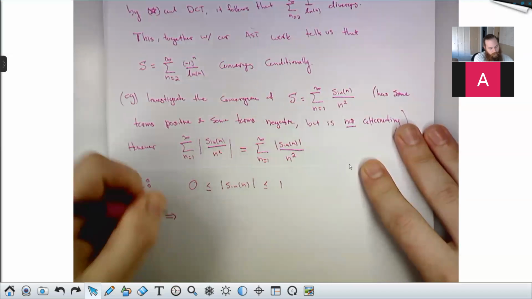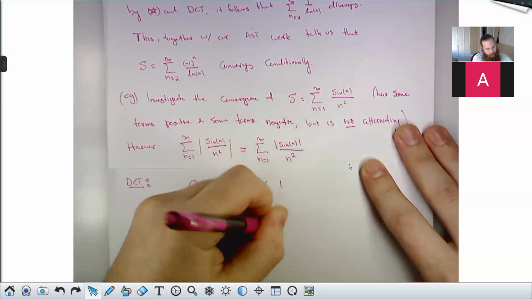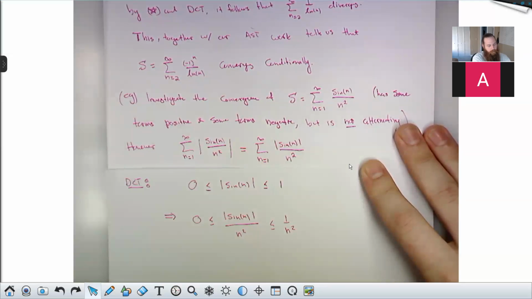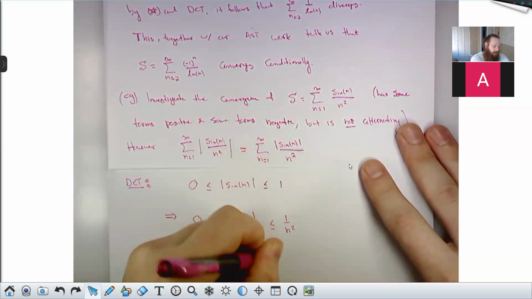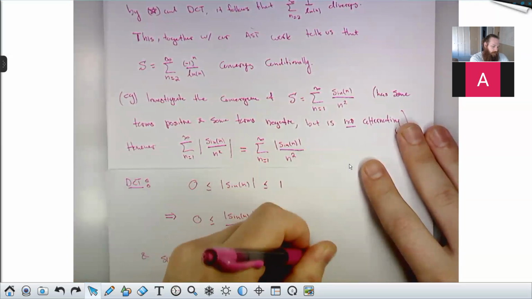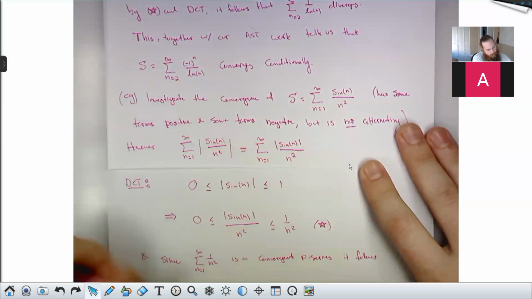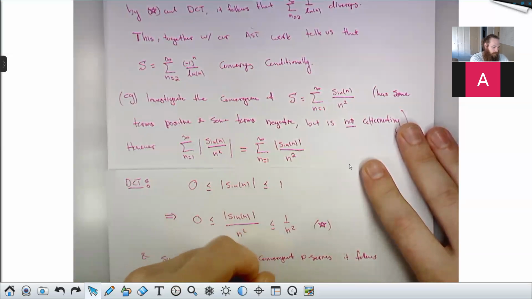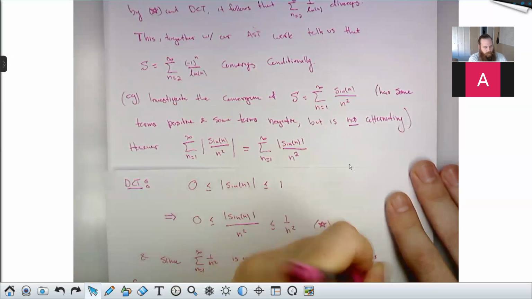This implies, if you divide everywhere by n squared, and since sigma 1 over n squared summed from 1 to infinity is a convergent p-series, it follows from star and DCT that sigma n from 1 to infinity of the absolute value of sine n over n squared converges.